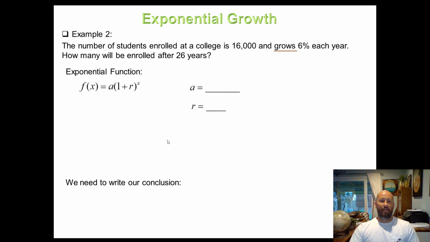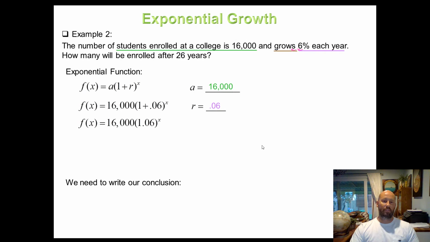You should already know it in your head what it should be just by looking at that 6%. So our A and R values, so A is 16,000 because that's our initial. So right now there's 16,000 students. Our rate, it grows 6% each year. So we got to move the decimal over twice. So there's going to be a 0 there as a placeholder. So 0.06. So we've got our A is 16,000. 1 plus 0.06 is 1.06. So our growth factor is 1.06.